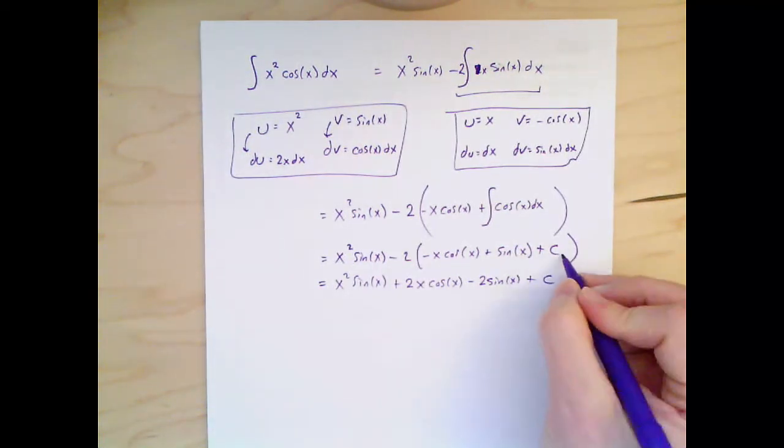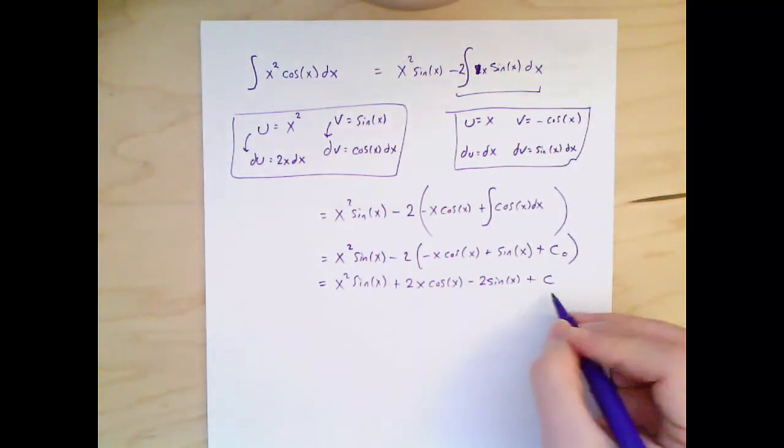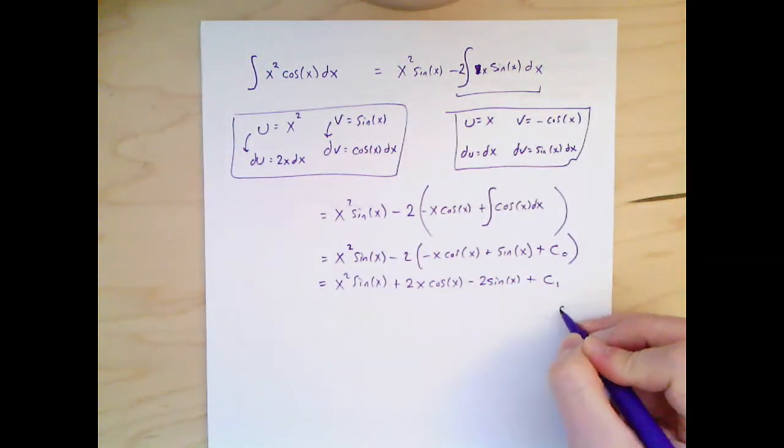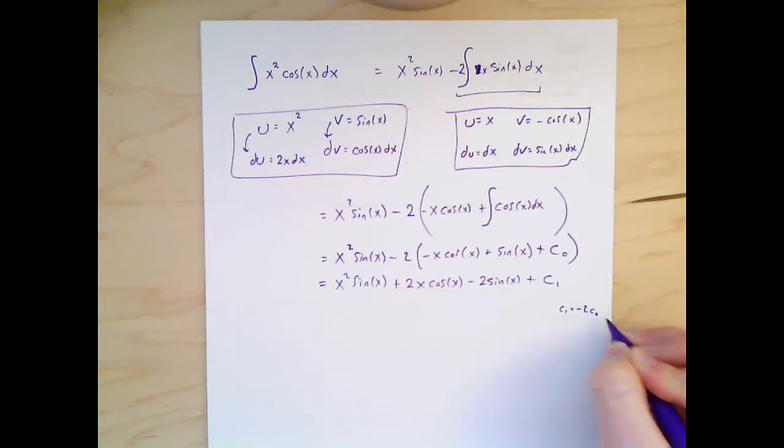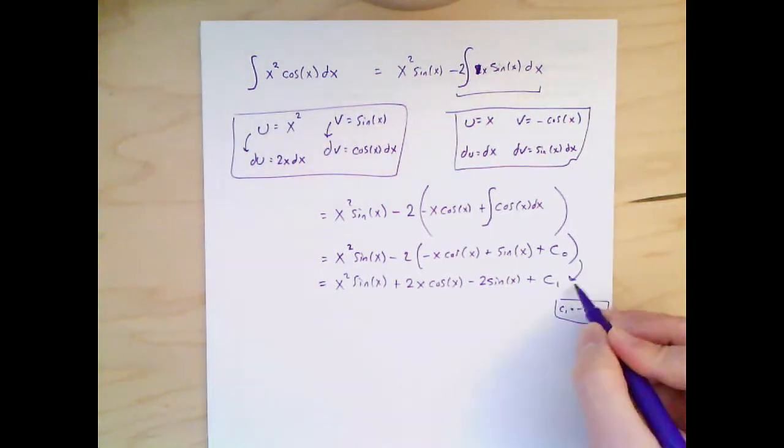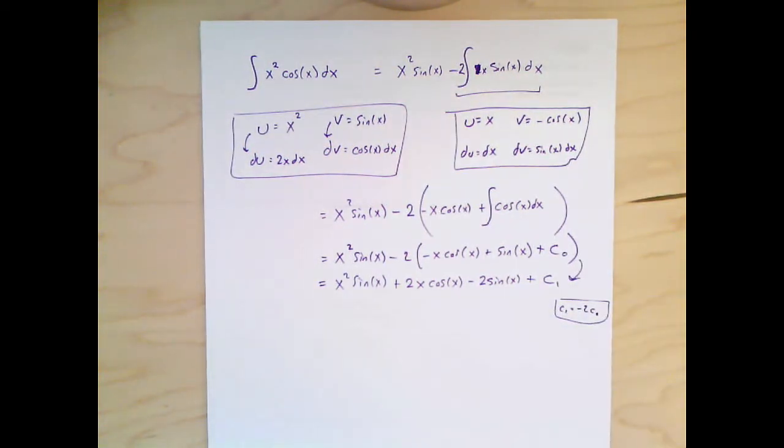Here, let's do this. I'll make this c0, and then I'll make this be plus c1, where c1 is negative 2c0. Yeah, that's fine. So there you go.